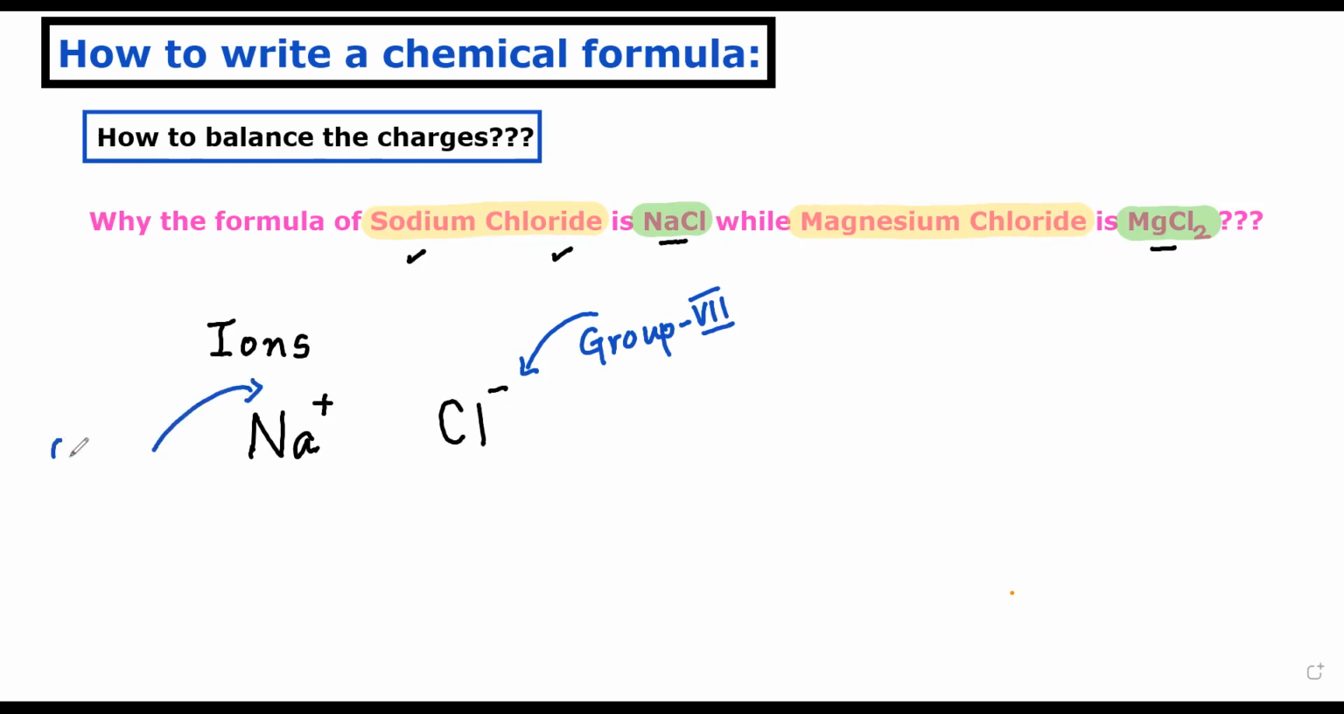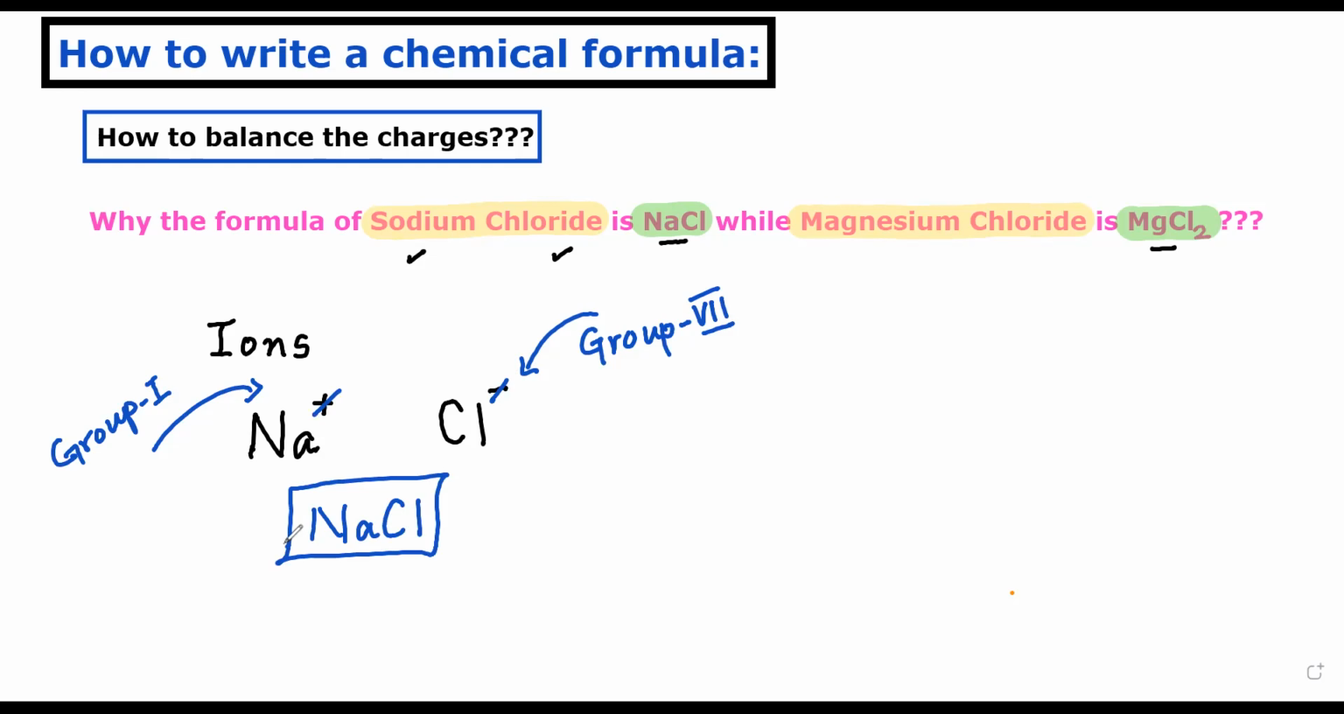Okay, sodium is group 1. Now, after that, let's have a look. Sodium is plus 1. Chloride is minus 1. And the formula that we get for sodium chloride is NaCl.